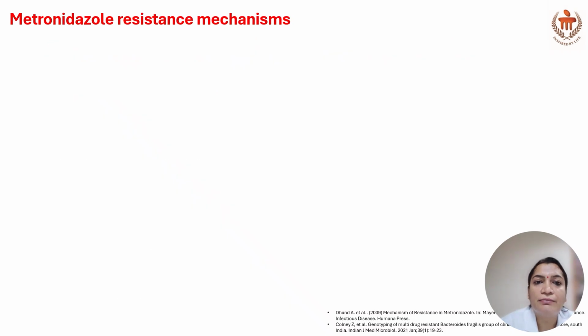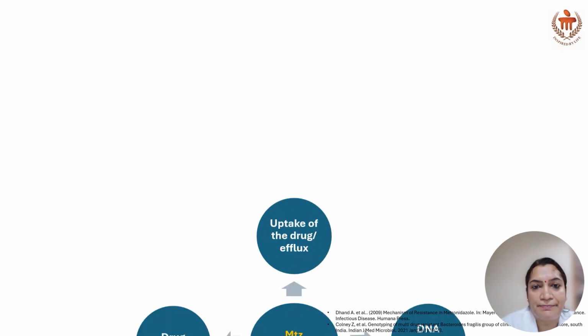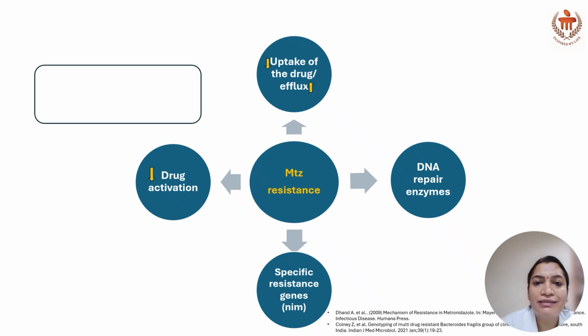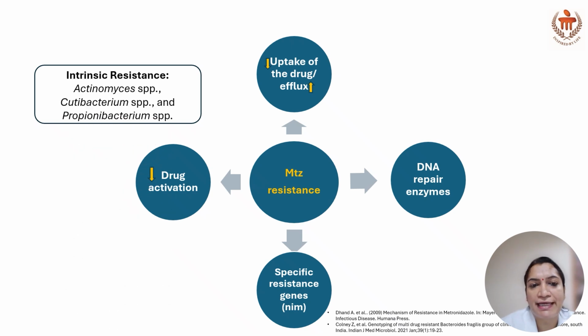So let's look at the metronidazole resistance mechanism. Metronidazole resistance can happen because of a decrease in uptake of the drug, increased efflux, decreased drug activation, or the presence of DNA repair enzymes or specific resistance genes like the NIM gene. When we discuss metronidazole resistance, we have to remember there are some organisms which are intrinsically resistant to metronidazole, like Actinomyces species, Cutibacterium species and Propionibacterium species.